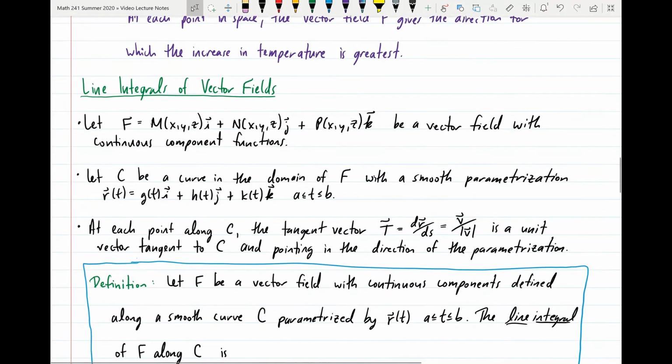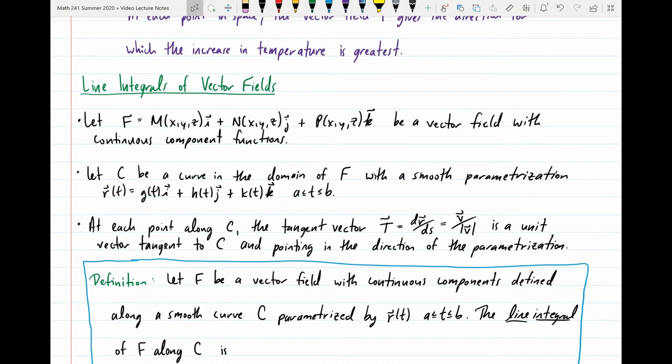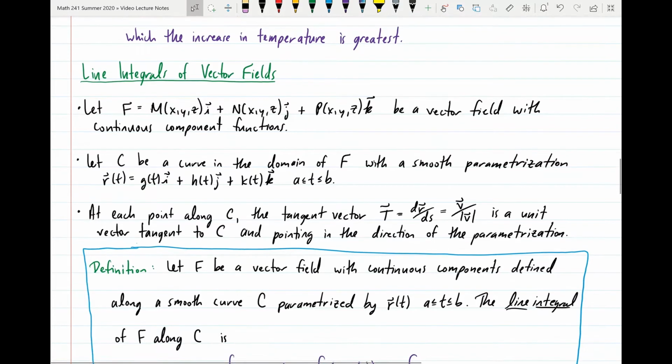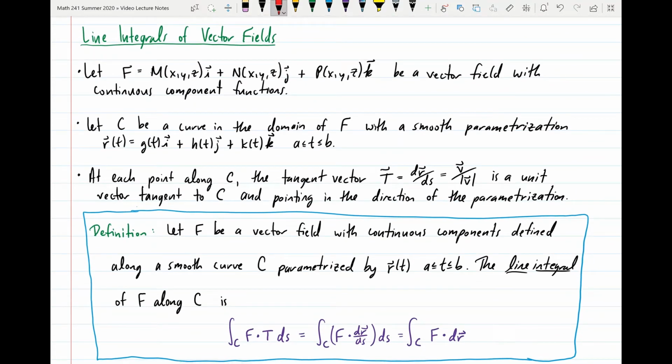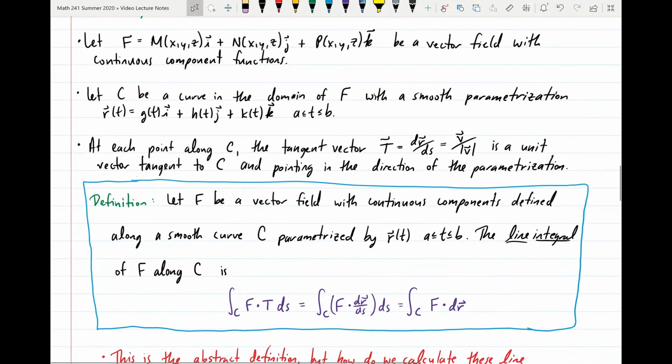So again, let F equal M of x, y, z i plus N of x, y, z j plus P of x, y, z k be a vector field, and assume that all of these component functions M, N, and P are continuous. And also let C be a curve in the domain of our vector field F with a smooth parameterization given by r of t is equal to g of t i plus h of t j plus k of t k. So this is just the regular parameterization of a curve that we've talked about multiple times before, where t is ranging from a to b for our parameterization.